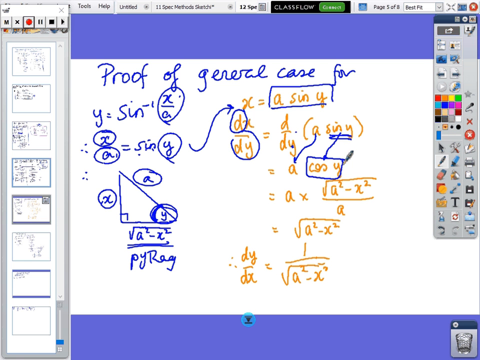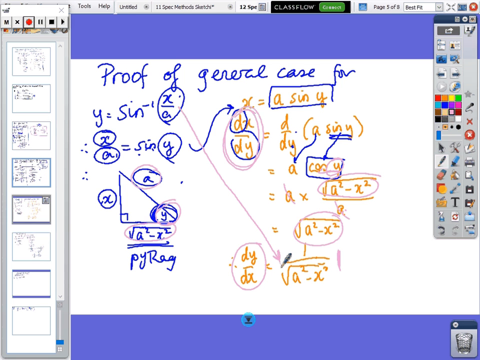Now what we do is we look at this triangle over here. So there's y, so the cos is adjacent over hypotenuse a, and then the a's cancel out, so you're left with root a squared minus x squared, and then I just flip that upside down. So if the function started as a fraction, you end up with that one. Okay, so again, you don't have to copy the proof down, but I just showed it to you anyway.